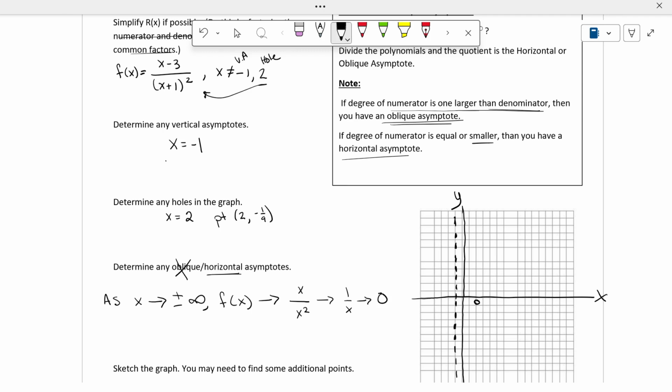As x goes to infinity, that fraction goes to 0. So my horizontal asymptote is y equals 0, which means right here we have a horizontal asymptote. Okay? All right, and now we may need to find additional points like intercepts or others to sketch this rational function fully.